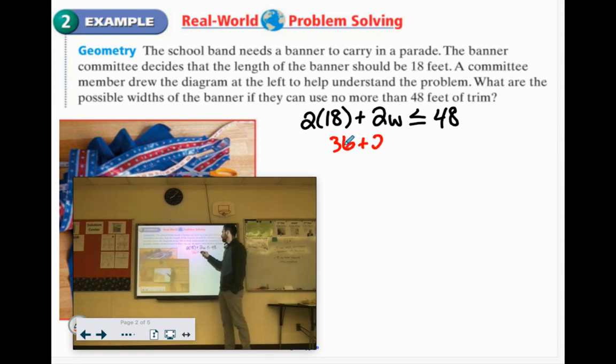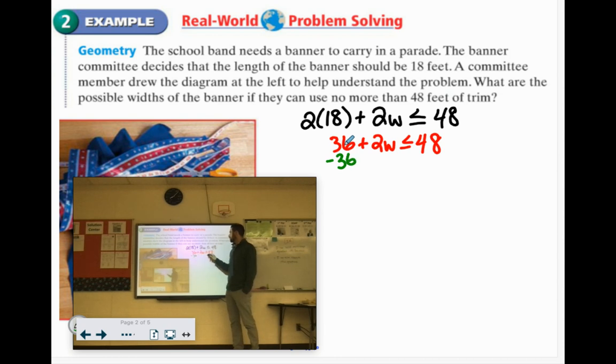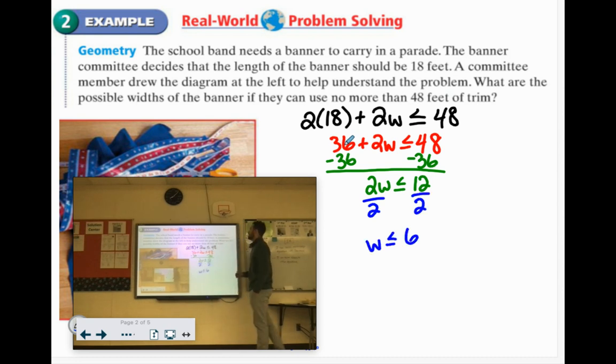36 plus 2w is less than or equal to 48. Hey, how we going to get rid of that 36? We're going to go ahead and subtract it. Those cancel. 2w is less than or equal to 12. And then we need to divide by the 2. So it has to be less than or equal to 6. What are the possible widths of the banner? So anything less than or equal to 6 feet.